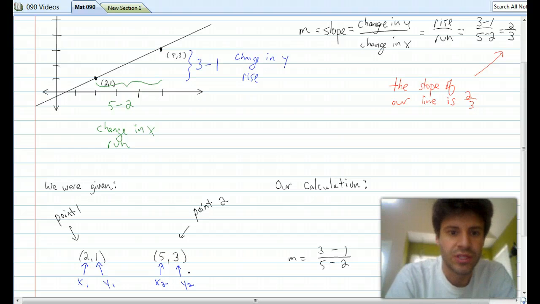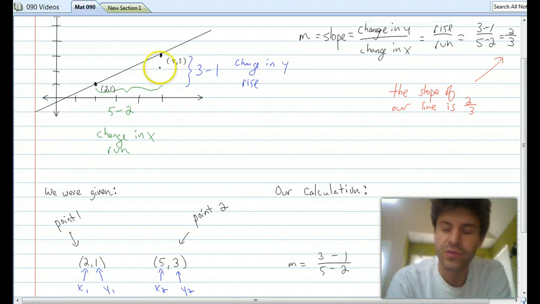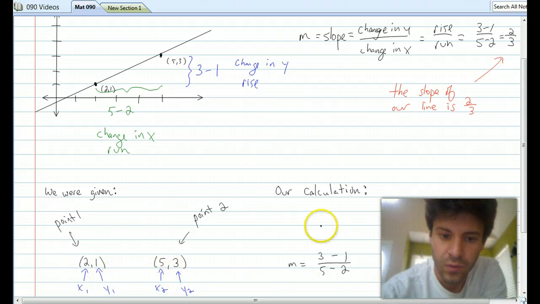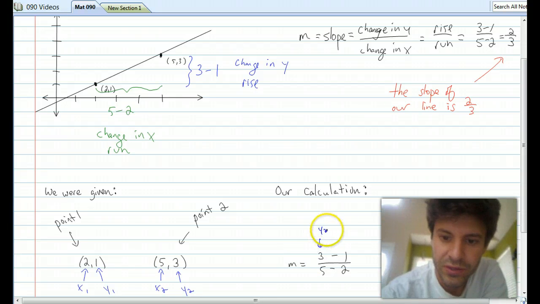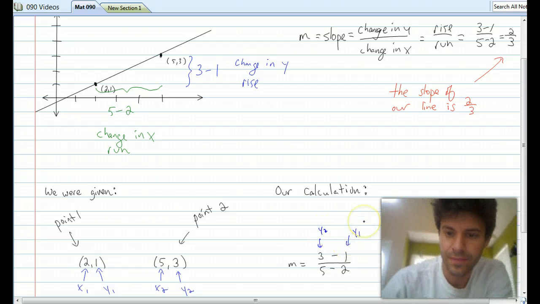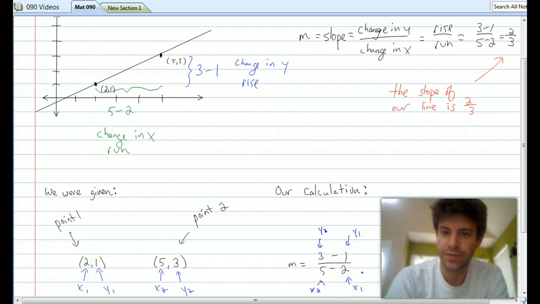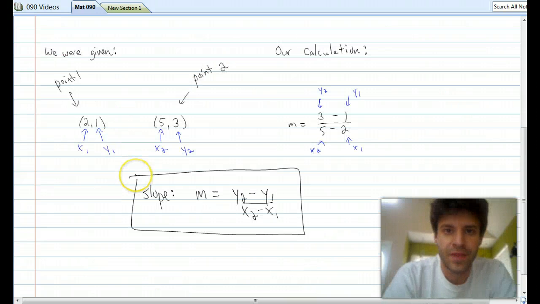Now what I want to do is come up with the general formula that we can use to calculate any slope given 2 points. So if we look at our calculation from our first example, we ended up getting that our slope was 3 minus 1 divided by 5 minus 2. Well, if we compare those numbers to what I just labeled over here, what we really have is y2 minus y1 divided by x2 minus x1. And that is going to be our general formula for our slope. I'll write it down. There's our equation.